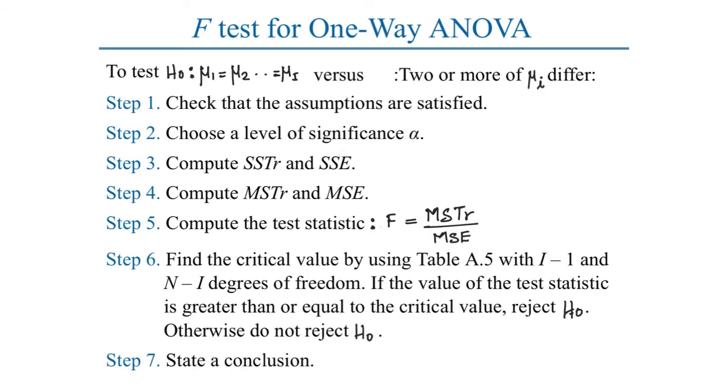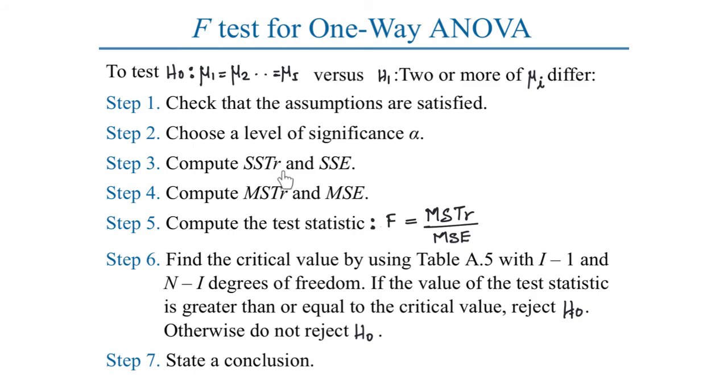Let's look at the procedure for performing the F test for one-way ANOVA using the critical value method and table A5. To test the null hypothesis, assuming that all the populations have the same means, versus the alternate hypothesis that two or more of the mu I differ. First, check for assumptions. We have independent simple random samples from 3 or more populations. Each of the populations must be approximately normal and the populations must all have the same variance. And then choose a significance level alpha.